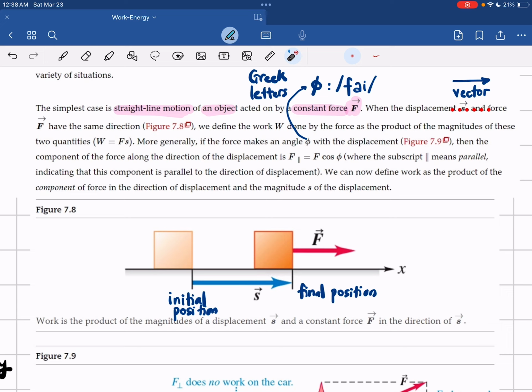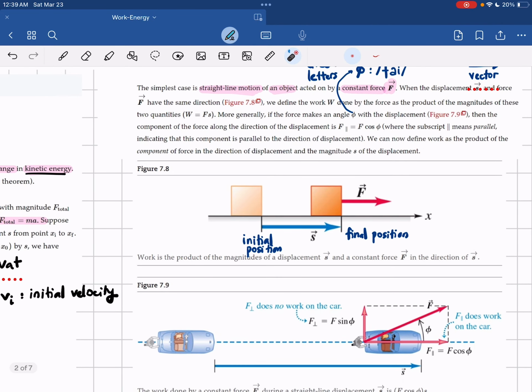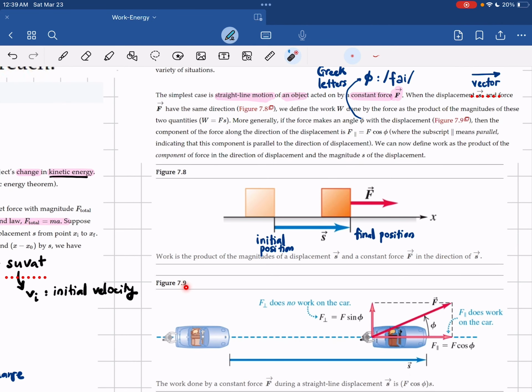Sometimes it's not very straightforward to know how to say those, but if you Google a little bit about the Greek letters, you can see that this one looks like a circle with a dash through it. It's a phi. If the force makes an angle phi with the displacement, so we have a figure down here, 7.9.